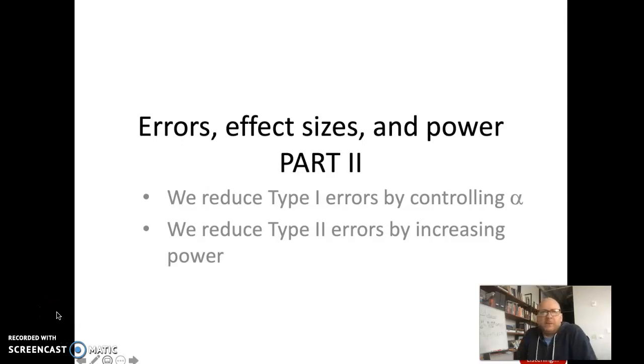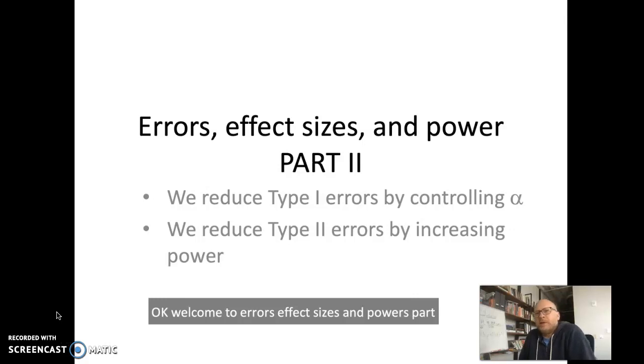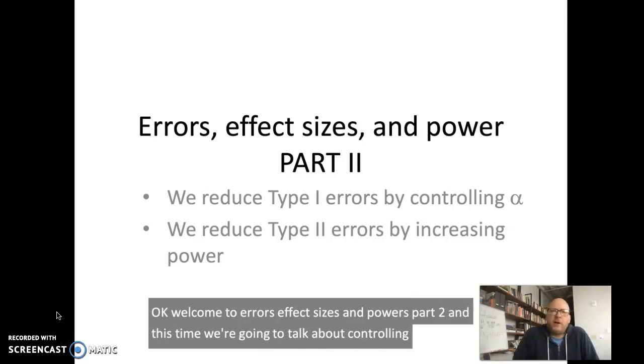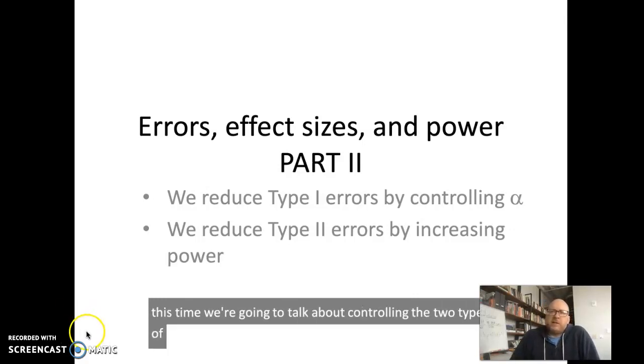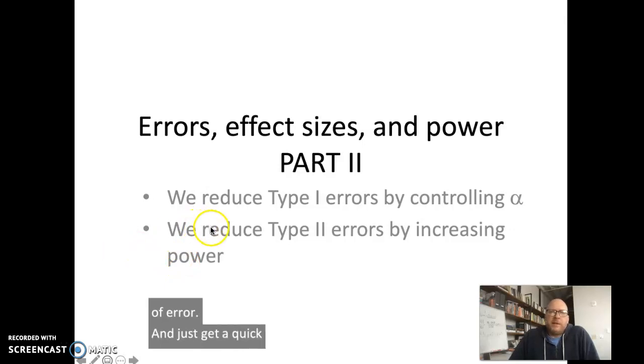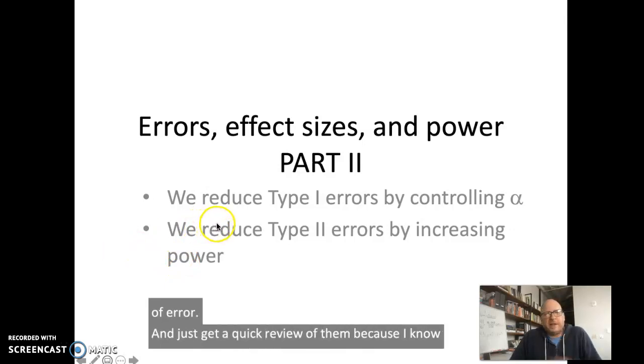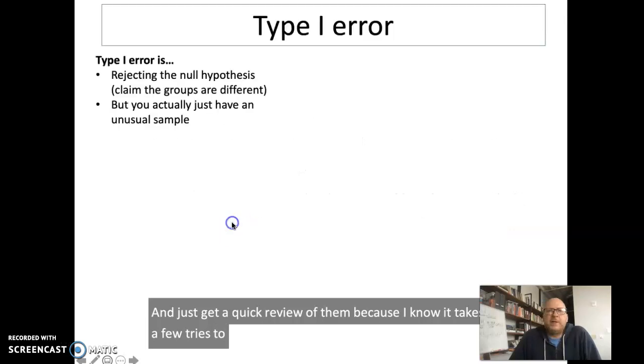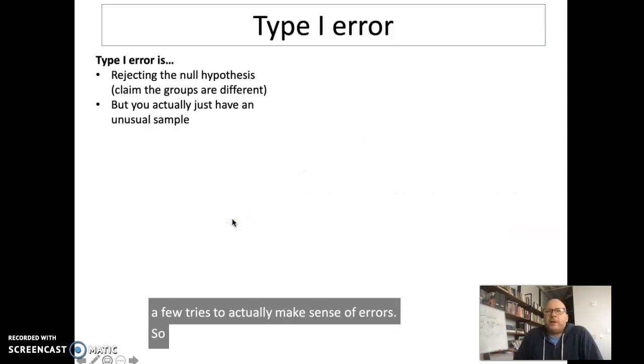Okay, everyone, welcome to Errors, Effect Sizes, and Powers Part 2. And this time we're going to talk about controlling the two types of error and just get a quick review of them because I know it takes a few tries to actually make sense of errors. So let's just start with type 1 error real quick.